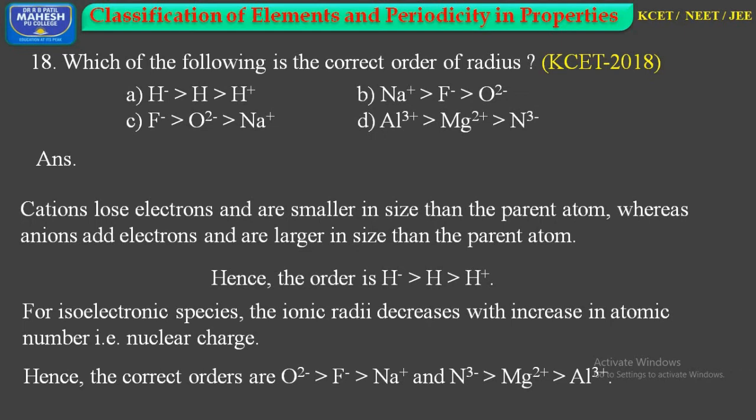So the right answer, students, is option A with hydride having maximum radius, and the next one is the hydrogen atom and least radius in hydrogen cation.